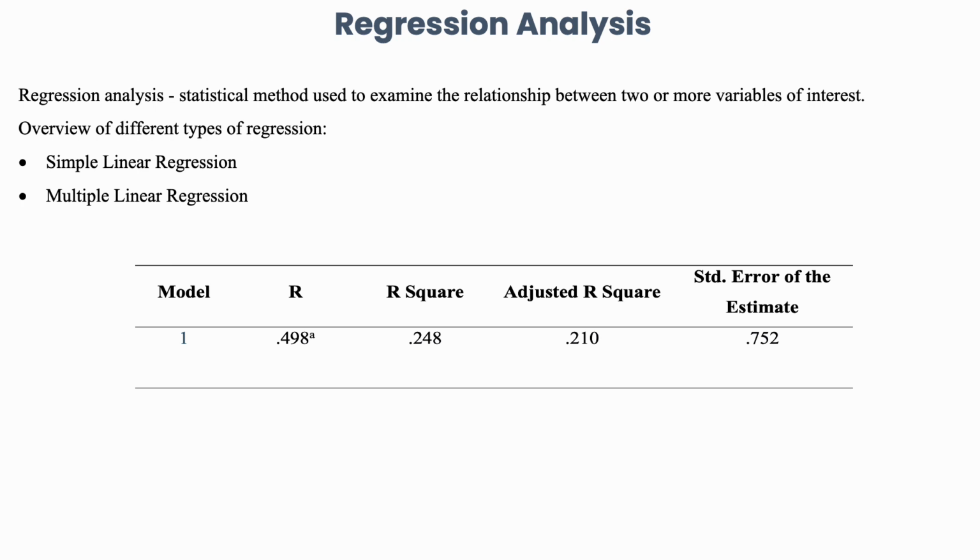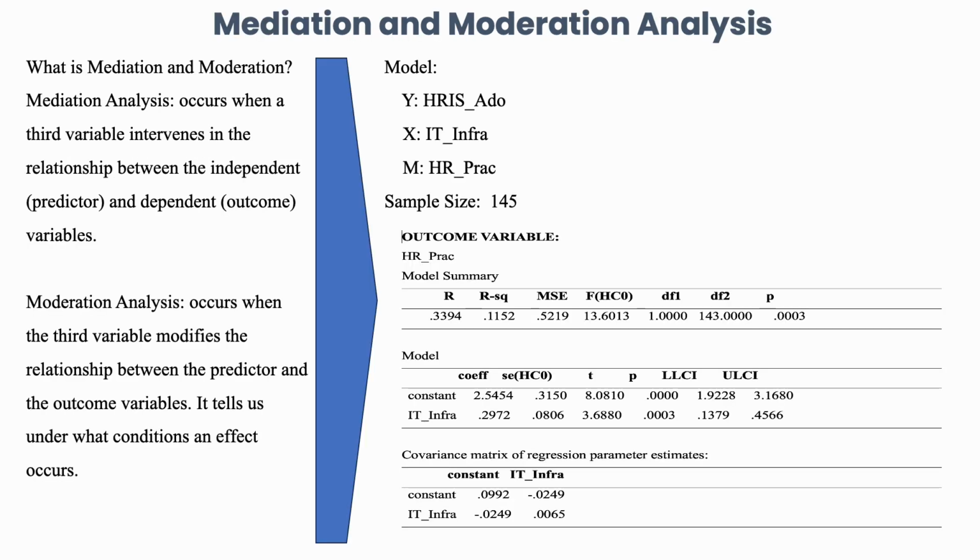From the analysis, a regression model was conducted, resulting in an observed correlation coefficient of 0.498. An R value of 0.498 indicates a moderate positive correlation between the variables. The analysis revealed an R-squared value of 0.248, which implies that approximately 24.8% of the variability in the dependent variable can be accounted for by the predictor variables included in the model. Now let's move on to the next slide.